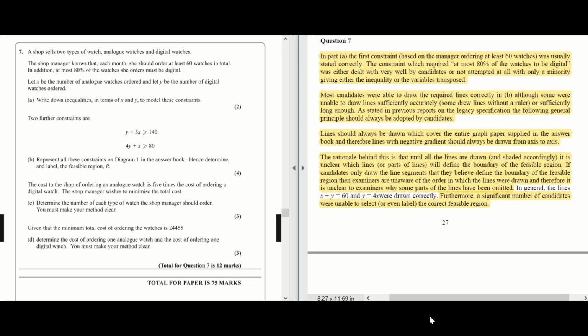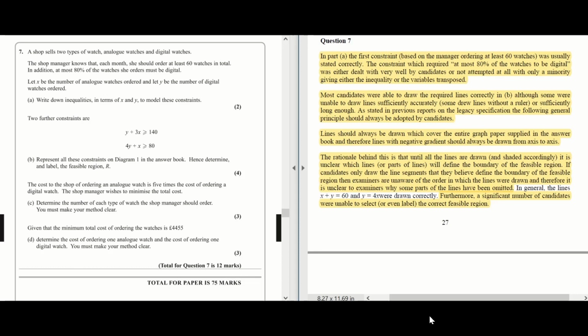And then for part B, where we're given the extra 2 constraints and then we had to draw the inequalities on a diagram. I mean, drawing inequalities is nothing more difficult than GCSE personally, I think. But anyway, there's a couple of things which are mentioned over here. Most candidates were able to draw the required lines correctly in B, although some were unable to draw the line sufficiently accurately. Some drew lines without a ruler or sufficiently long enough.